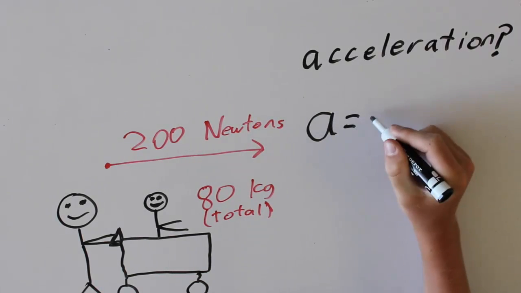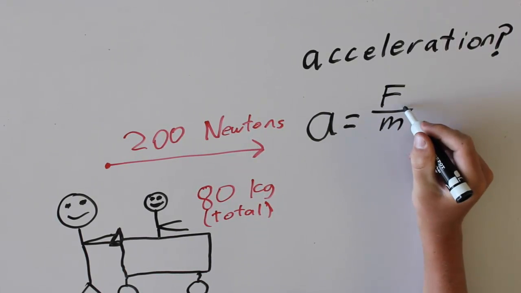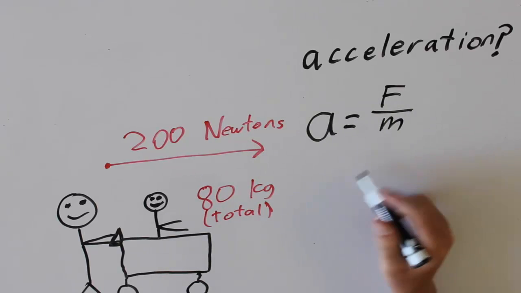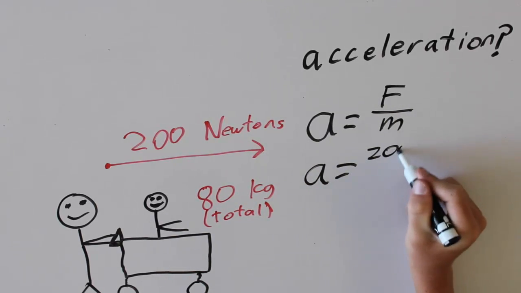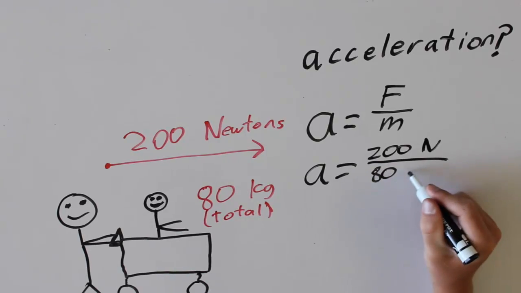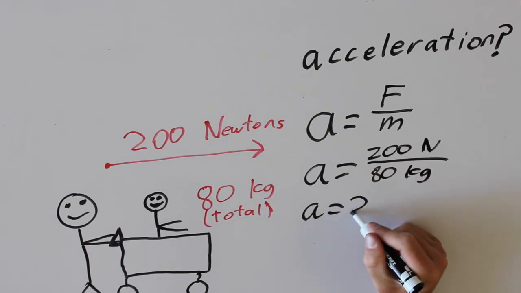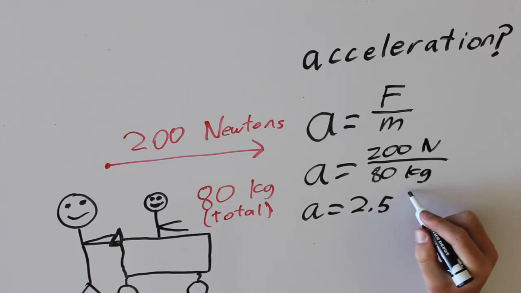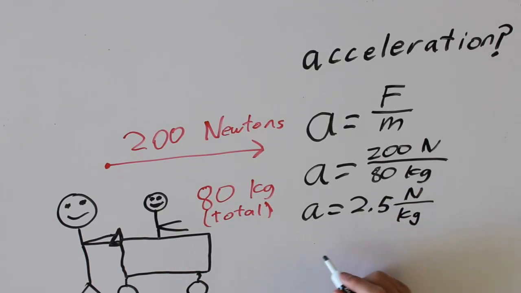According to Newton's second law, to find the acceleration, we use the equation a equals F divided by m. So insert the variables into the equation to get a equals 200 newtons divided by 80 kilograms. This turns out to be 2.5 meters per second squared.